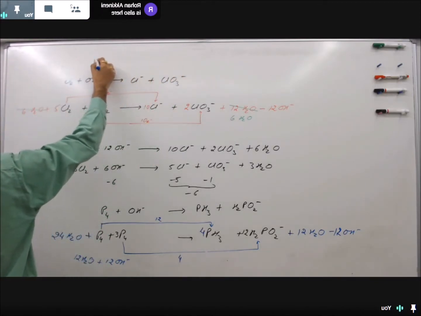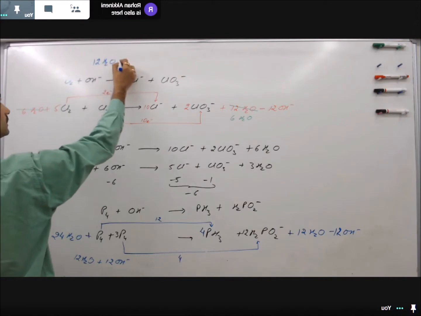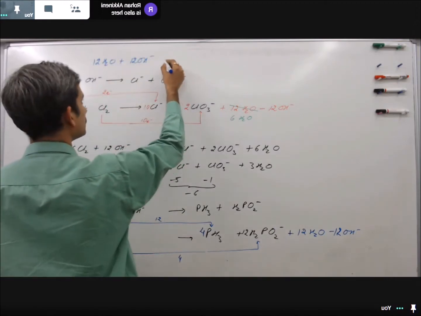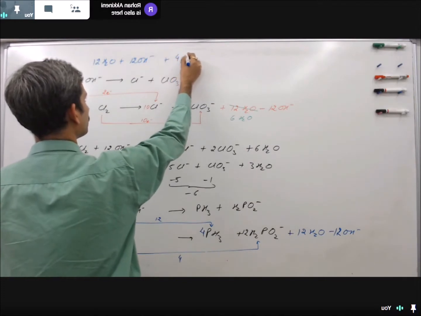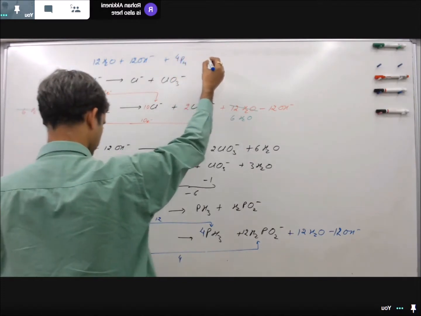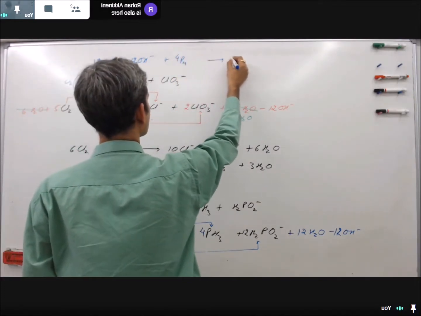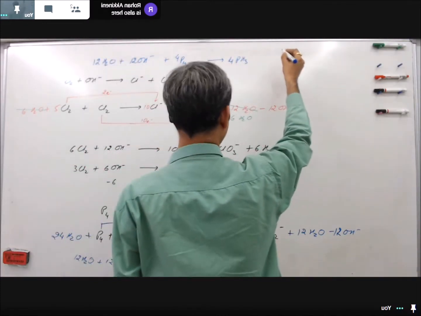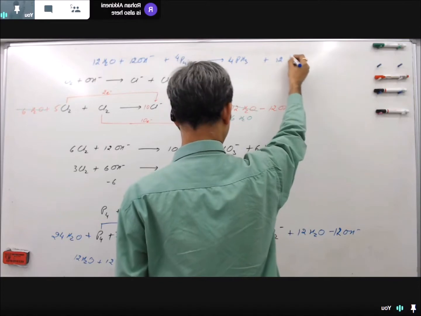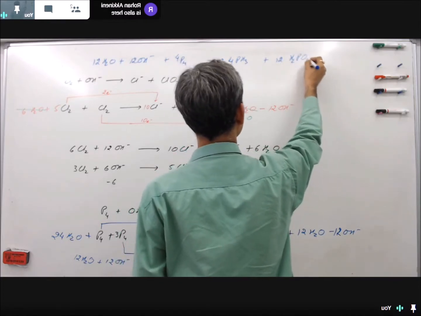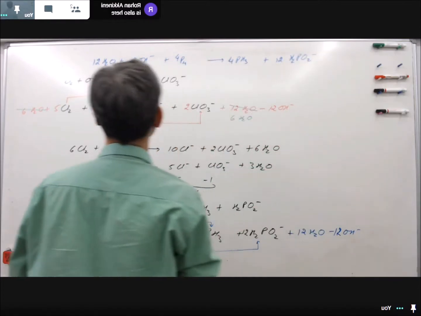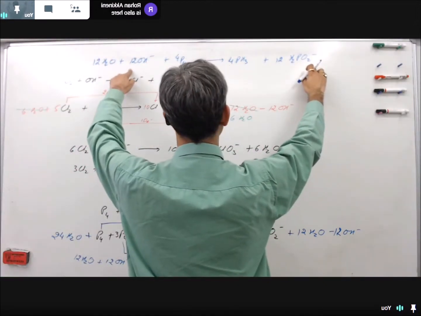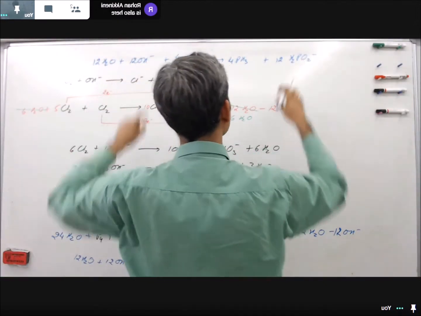Okay, so it's going to be 12 H2O plus 12 OH minus plus 4P4, giving us 4PH3 plus 12 H2PO2 minus. Now let's take the charges. Here we have 12 negative charge, here we have 12 negative charge. So the equation is actually balanced.